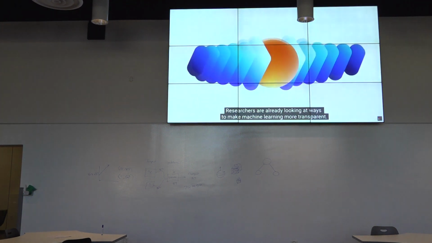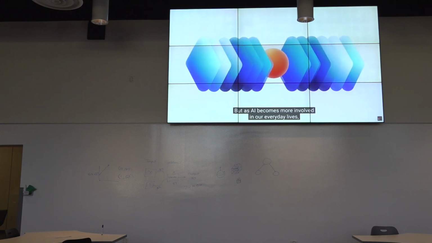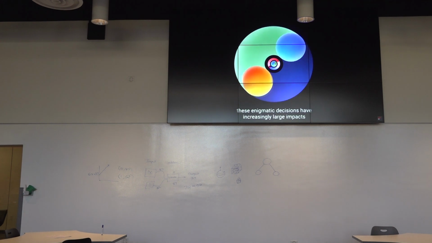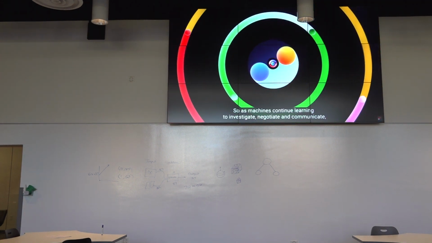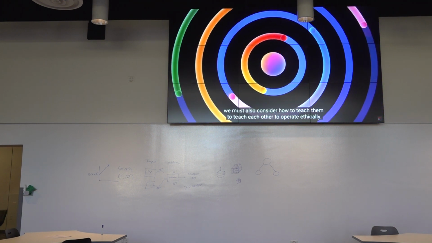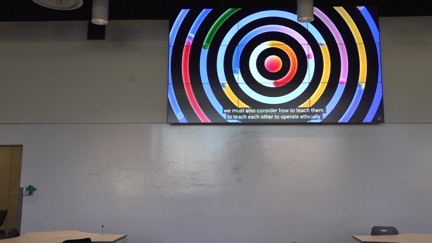Researchers are already looking at ways to make machine learning more transparent. But as AI becomes more involved in our everyday lives, these enigmatic decisions have increasingly large impacts on our work, health, and safety. So as machines continue learning to investigate, negotiate, and communicate, we must also consider how to teach them to teach each other to operate ethically.